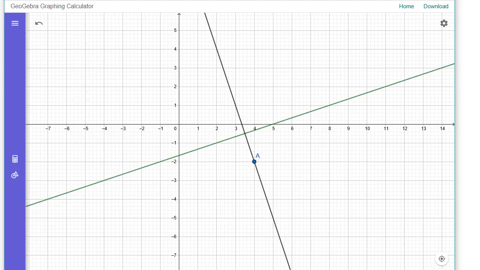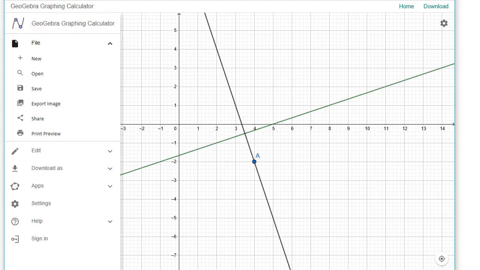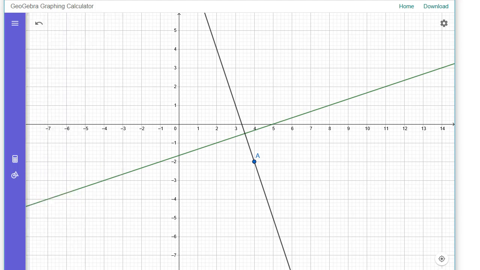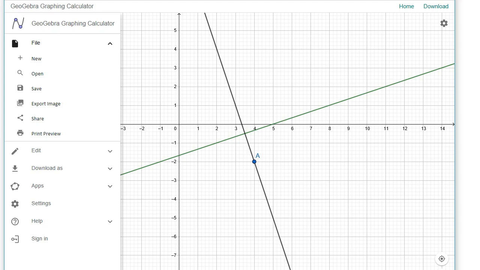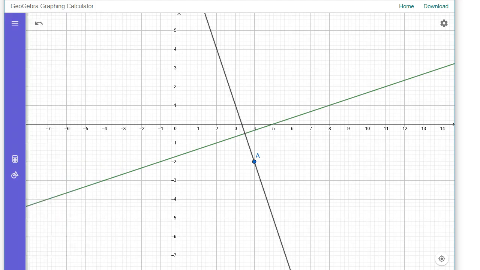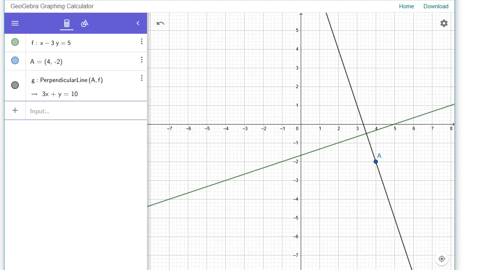Notice it makes a 90-degree angle. I don't know if it'll let me draw on it. No, it won't let me draw on it, but that's okay. So it makes a 90-degree angle. And there's actually the answer. That is the equation. It's 3x plus y equals 10. That's the answer we're looking for.